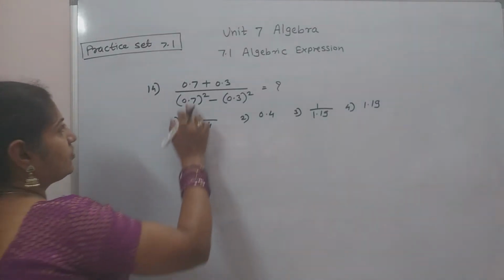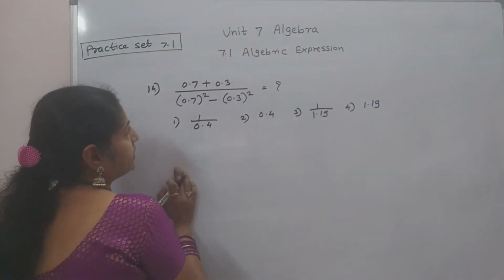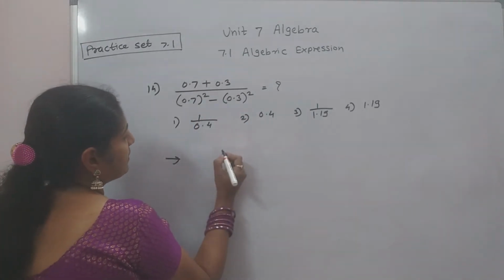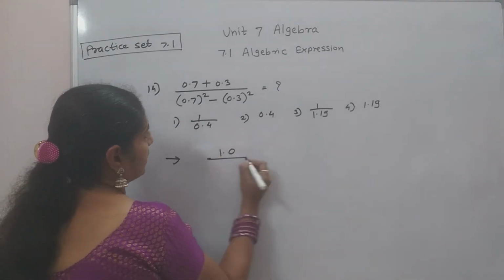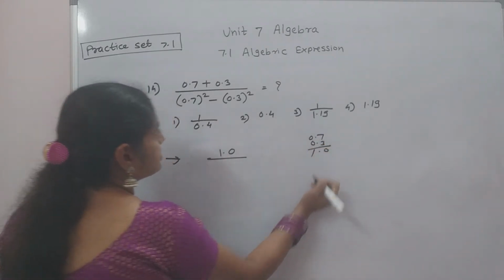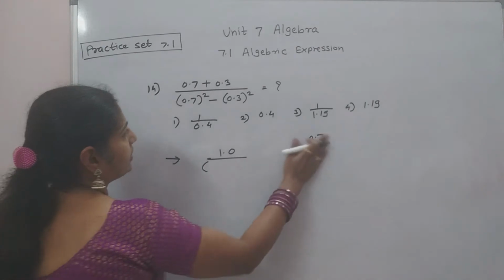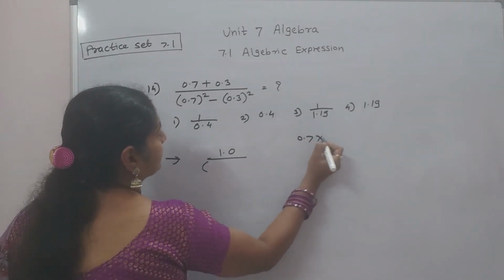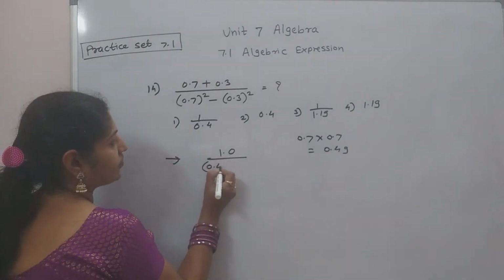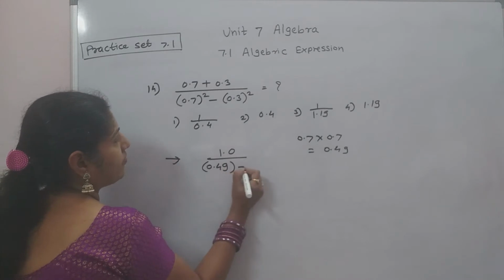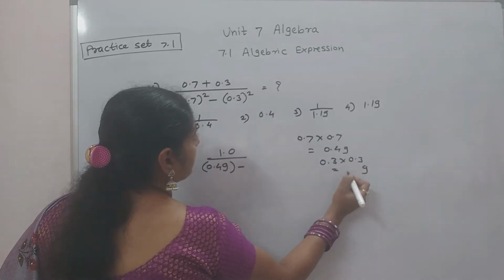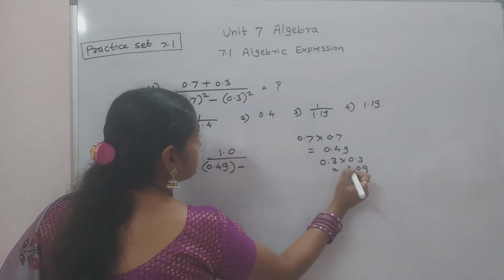Next is 0.7 plus 0.3 upon 0.7 square minus 0.3 square. 0.7 plus 0.3, addition of 0.7 and 0.3, that is 1. Now in denominator, 0.7 square, 0.49, minus 0.3 into 0.3, 3 3s are 9, 1 decimal place, 1 decimal place, that is 2 decimal places.